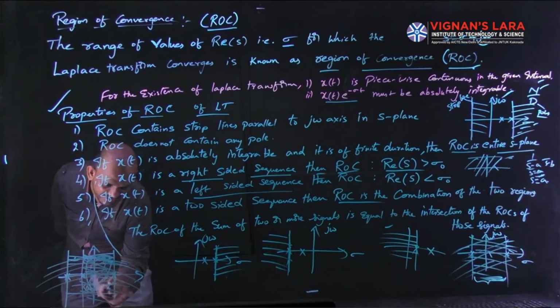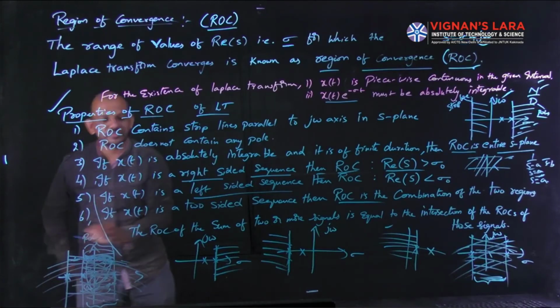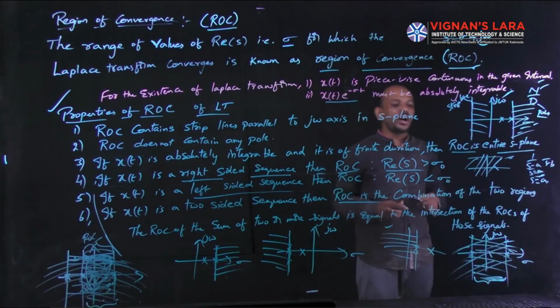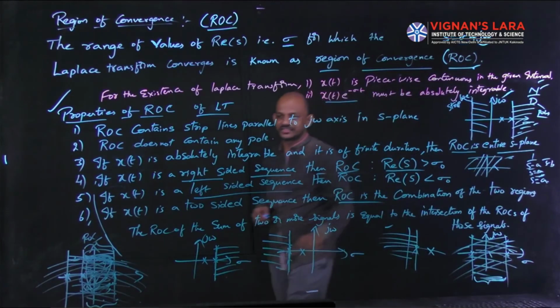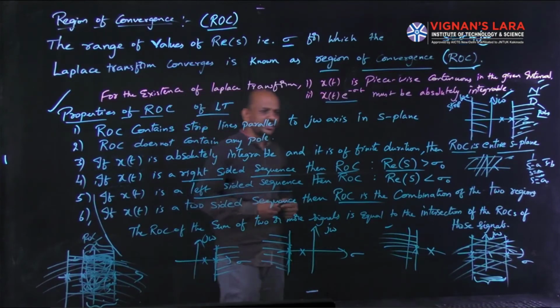So I can take this area, so this intersection of these three is the ROC. That is, the ROC of the sum of two or more signals is equal to the intersection of the ROCs of those signals. Clear?